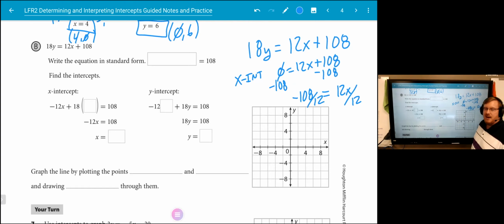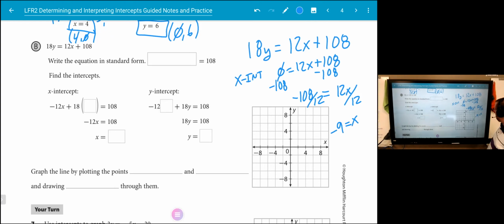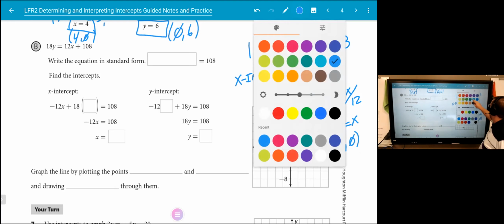Negative 108 divided by 12: a negative divided by a positive is a negative. When they're opposite signs, it's a negative. And 108 divided by 12 is 9. So we got negative 9 is x. There we go. So when x is negative 9, y is 0. Negative 9, 0.